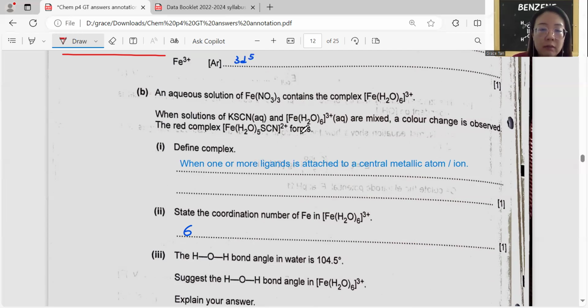Define complex. It can be a complex molecule, it can be a complex ion. A complex is when one or more ligands are attached to a central metallic atom or a central metallic ion via coordinate bonding. State the coordination number of the ion in this complex: 6, because there are 6 coordinate bonds here. The coordination number is defined as the number of coordinate bonds formed. So there are a total of 6.